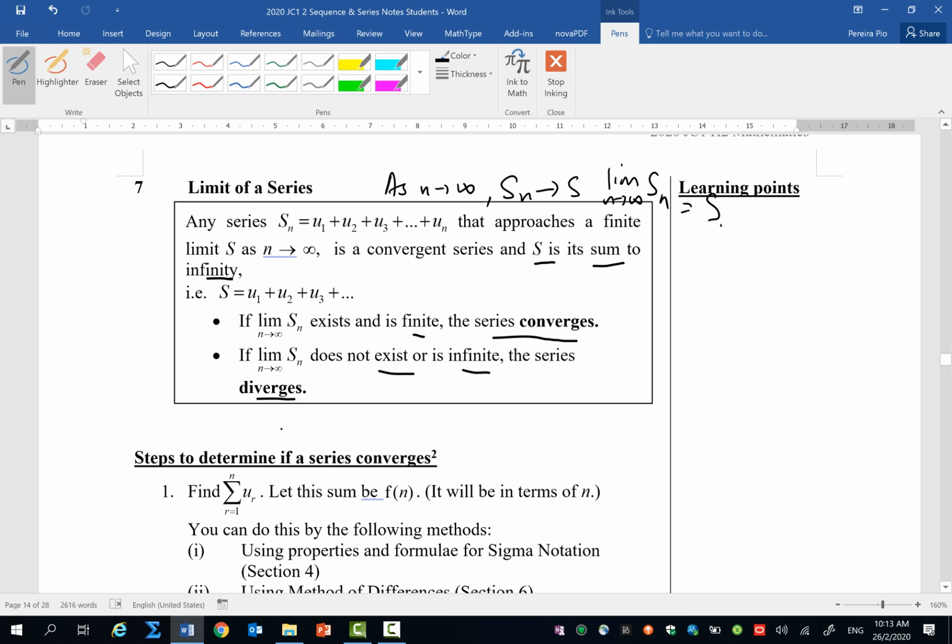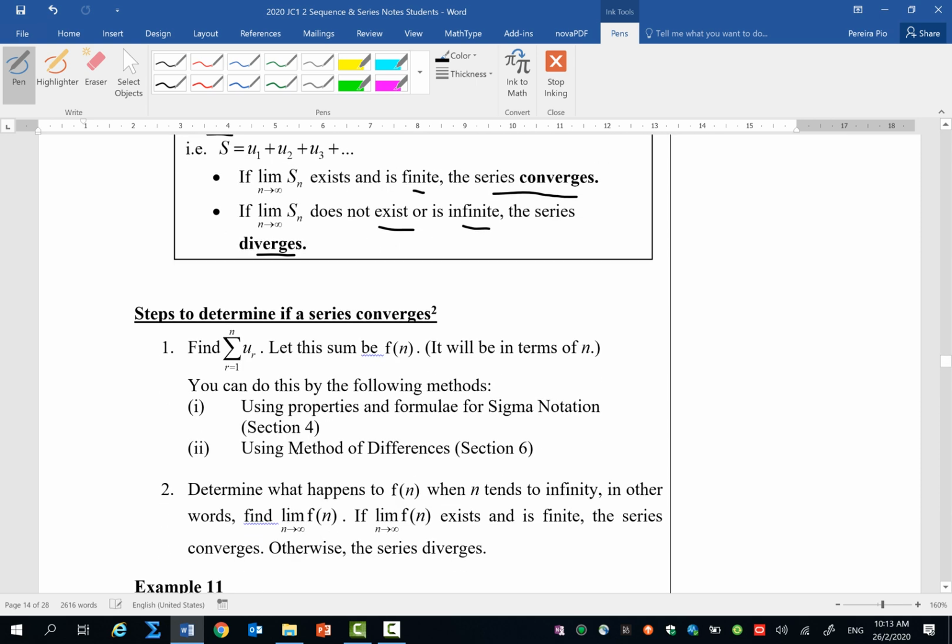Okay. Right. So how do you determine whether a series converges? First, go and find what we call the partial sum. Okay, partial sum from 1 to n. Okay, I let it be Fn. So it will be in terms of n. Now you can do two methods. One, actually use the property or formula for the sigma notation in section 4, or number two, use the method of differences. So you now begin to understand why we actually did the method of differences.